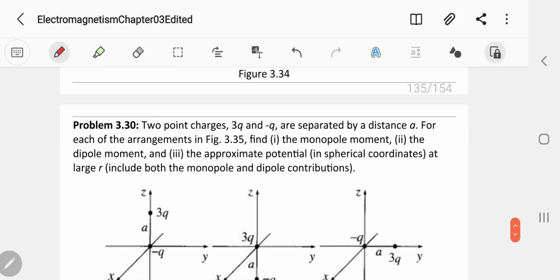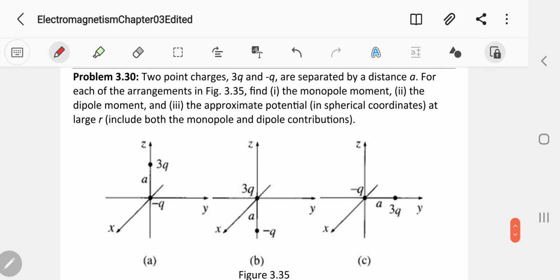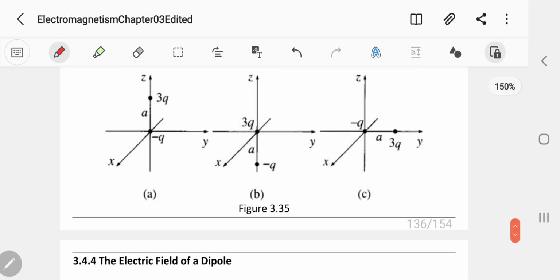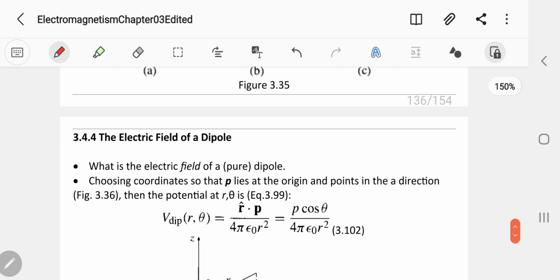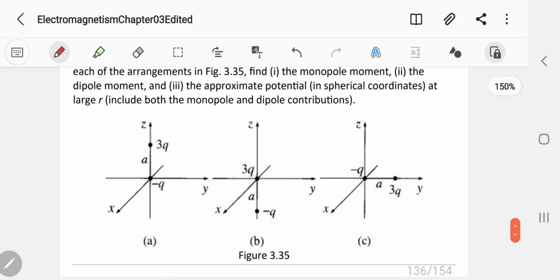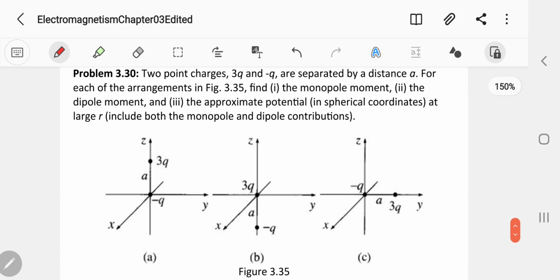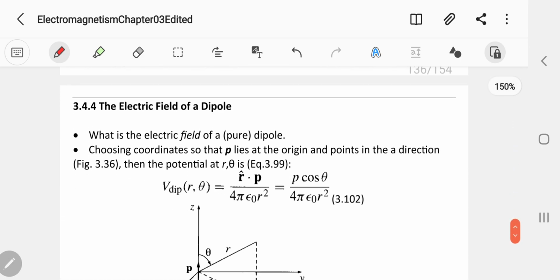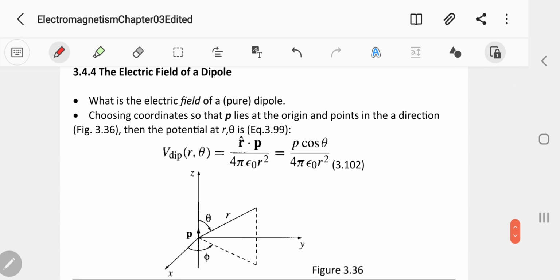So these are some of the problems that you can solve in your free time. The problem for that one, I hope you have taken a screenshot. And then, electric field of a dipole.